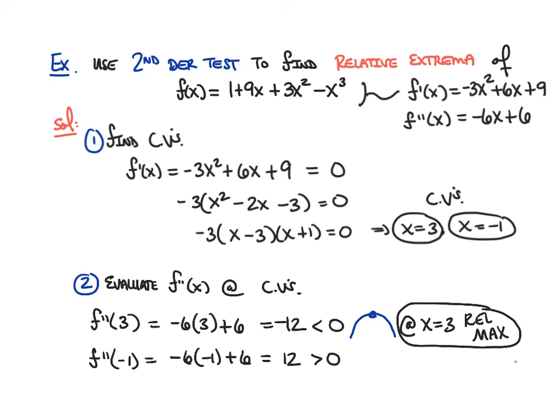The next one is up like a cup, so it's actually a minimum. It's a minimum point. At x equals -1, we have a relative min. And that's how quick and easy the second derivative test is to find the locations of your relative extrema.